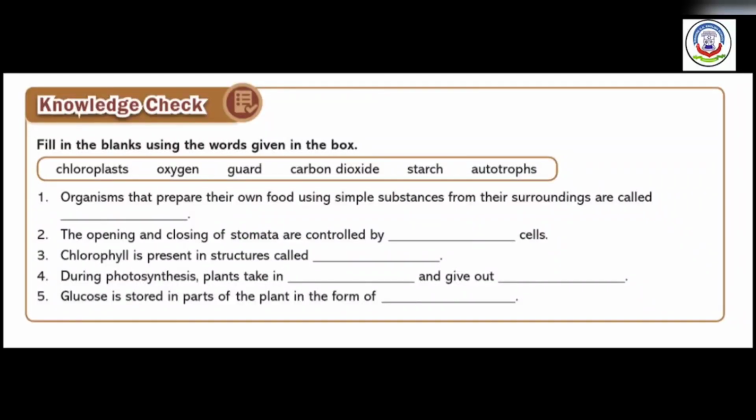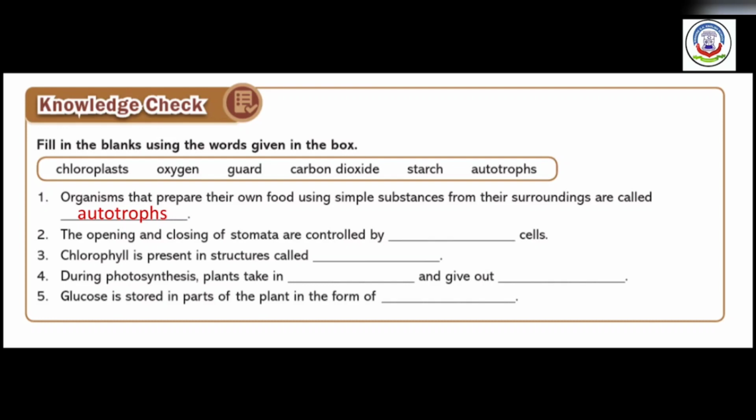Knowledge check, page number 16. Fill in the blanks using the words given in the box. First blank, organisms that prepare their own food using simple substances from their surroundings are called dash. Answer is autotrophs.